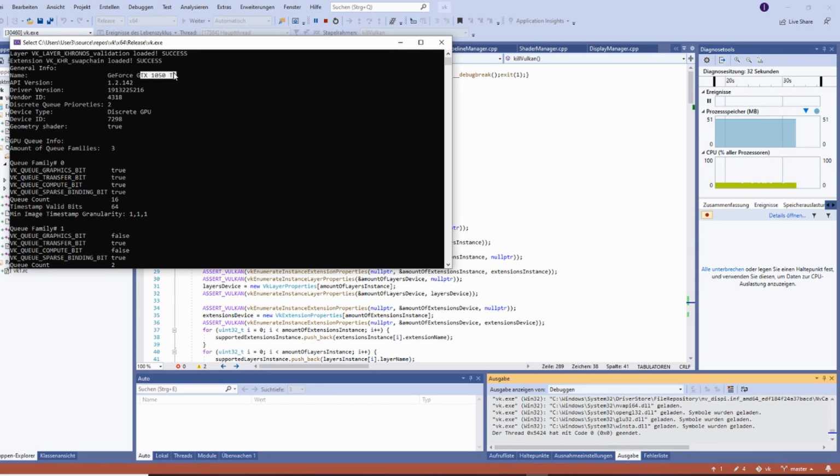It prints out that I have a GeForce GTX 1050 Ti built into my machine. This is the Vulkan version. The driver version is a little ugly because every driver does that differently. Vendor ID is the same. Discrete GPU means it's plugged into my mainboard via PCIe.